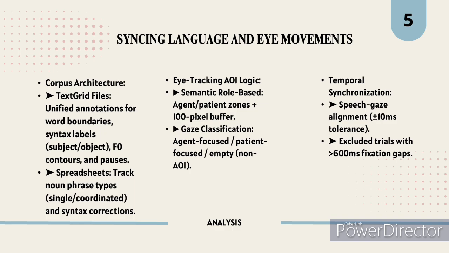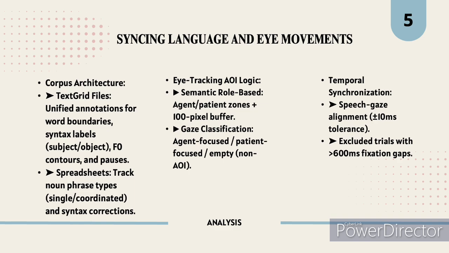Now, how did the author sync speech with eye movements? Let's break it down. All speech data went into TextGrid files, a Swiss Army knife format storing word boundaries, syntax labels, and even pitch curves. Think of it as a spreadsheet, but for sound. The author also tracked noun phrase types, such as the chef versus the chef and the waiter, in separate sheets.